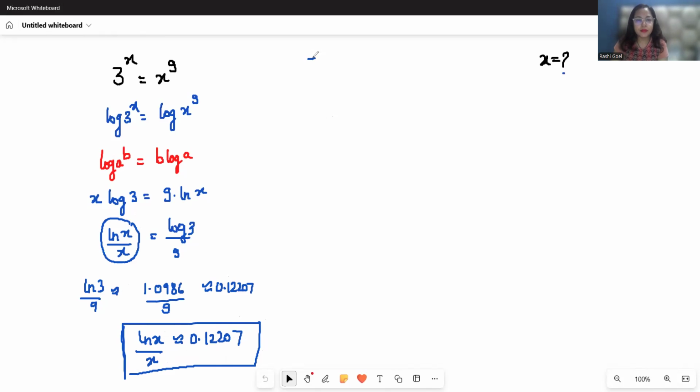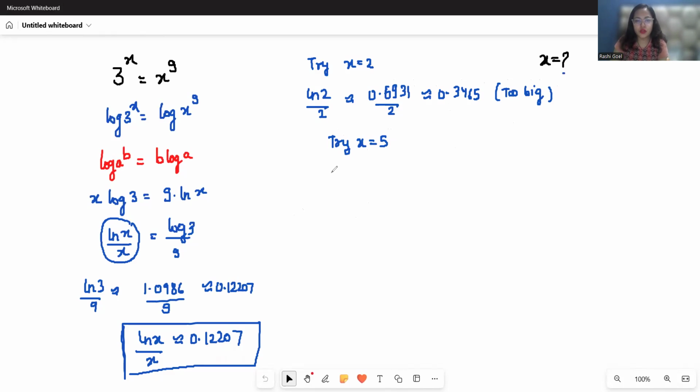So let's try. X is equals to 2. So log 2 by 2, approximately 0.6931 by 2, which is 0.3465. It's too big compared to our RHS, right? We need 0.12, it's 0.34. Now let's try x is equals to 5. Log 5 by 5. Log 5 is 1.609 by 5 and it is approximately 0.3218. Still too big.